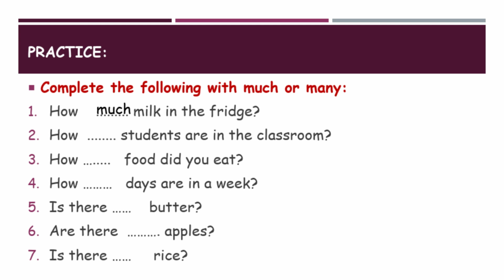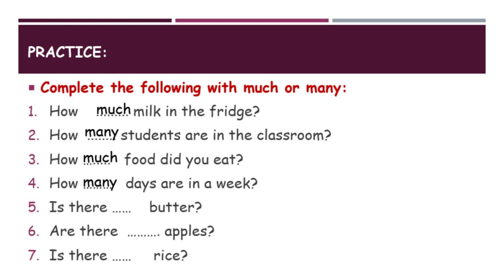Number 2, we have students. Students is a countable noun. Very good. And we use many with countable nouns. How many students are in the classroom? Number 3, food. So food again is an uncountable noun. And how much food did you eat? Very good. Number 4, days. Days are countable nouns. And we use many with countable nouns. It becomes how many days are in a week?